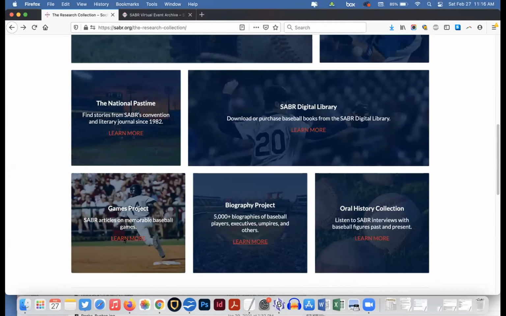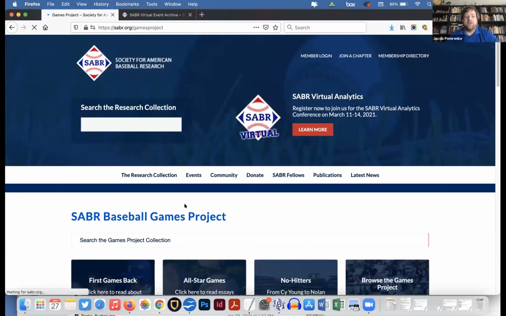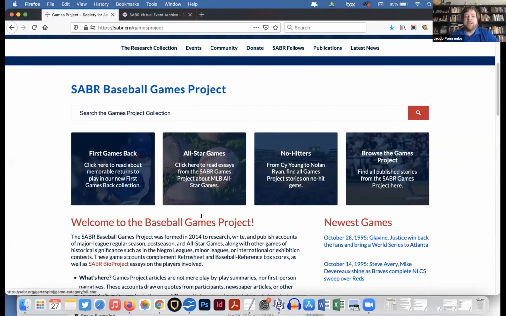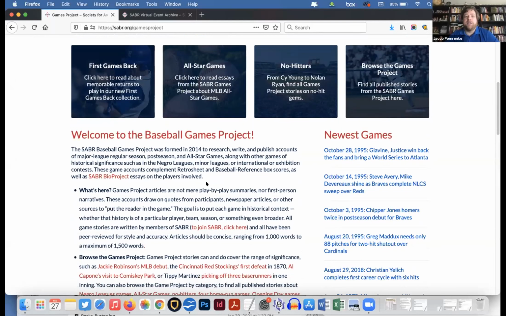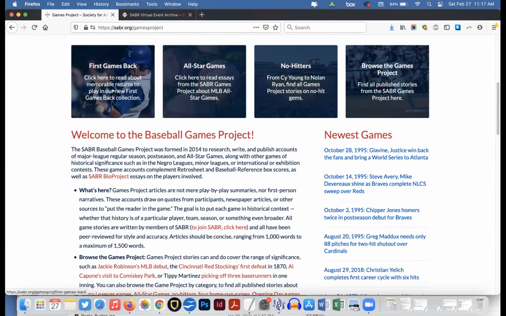The games project is very, very similar. We've also got a lot of different ways to search for new games and new stories that are being written. You can find stories about all the no-hitters that we've published, all the All-Star Games, our First Games Back project from last year, all about memorable returns to play, including opening day from last year with the pandemic season and the delayed start to the year in July.